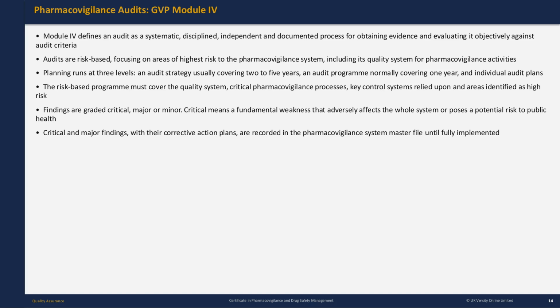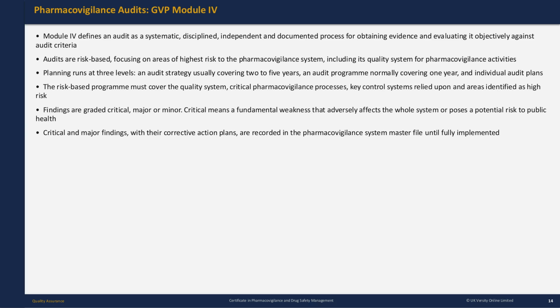Pharmacovigilance audits, GVP Module IV. Module IV defines an audit as a systematic, disciplined, independent, and documented process for obtaining evidence and evaluating it objectively against audit criteria. Audits are risk-based, focusing on areas of highest risk to the pharmacovigilance system, including its quality system for pharmacovigilance activities.